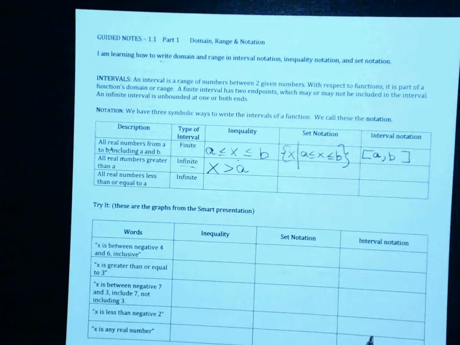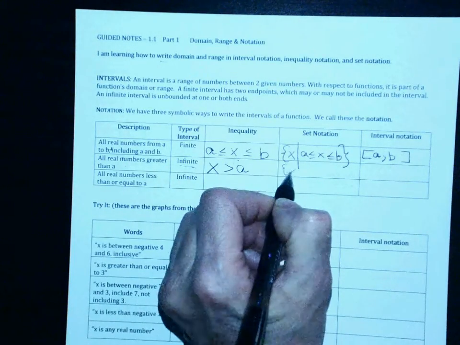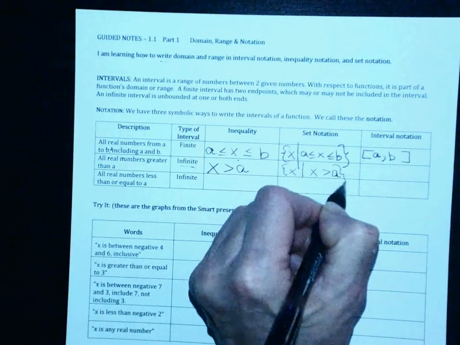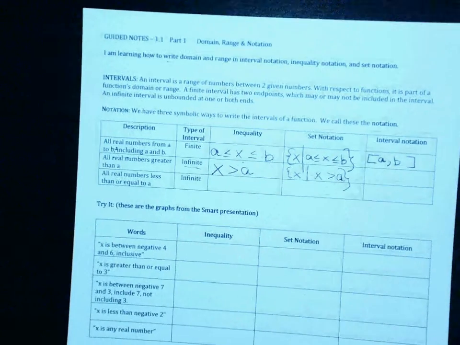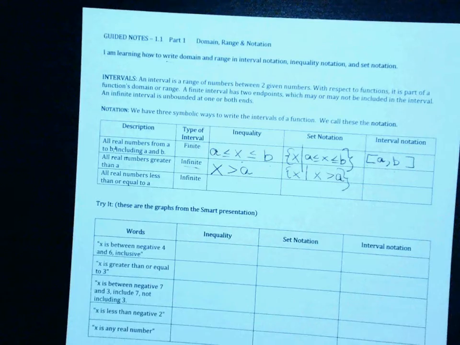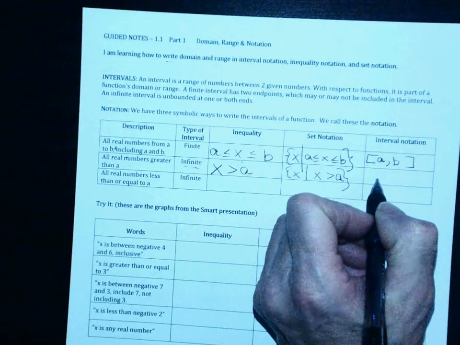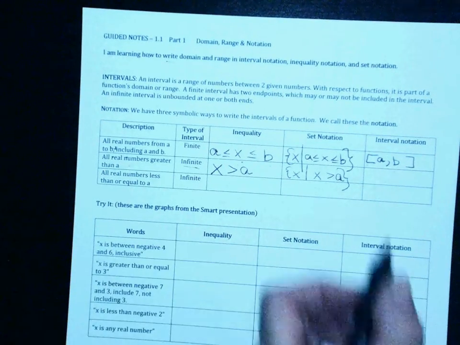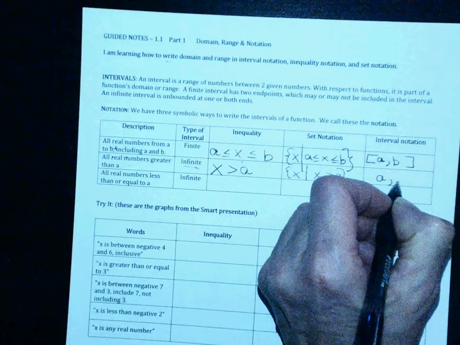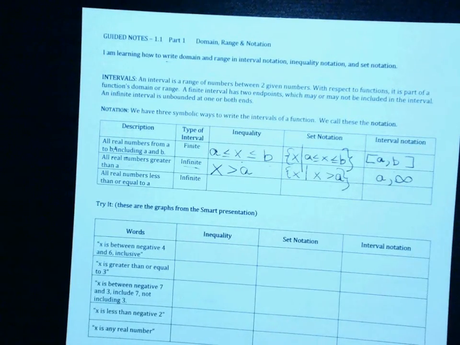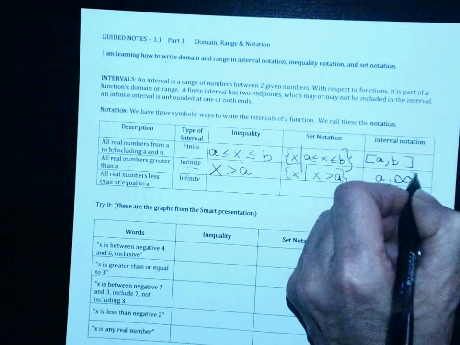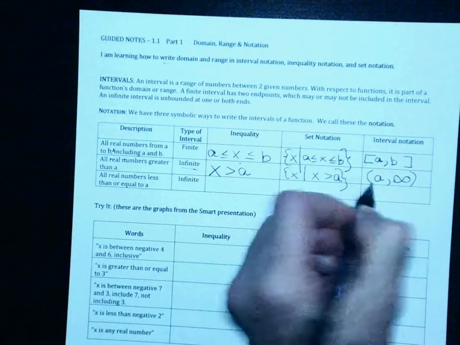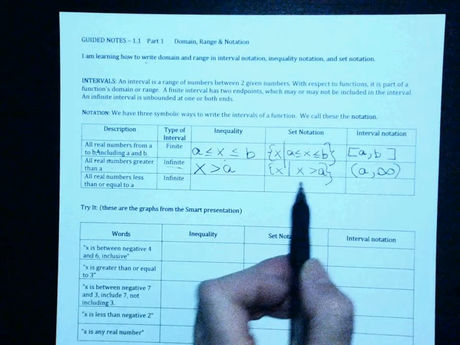In set notation, again we use the brace, all x such that x is greater than A. It didn't say greater than or equal to, that's why we don't have the line underneath. And then for our interval notation, it goes from A to infinity. Everything that's bigger than A is in this interval. So it goes from A, and then it just never stops. It just infinitely keeps going. And anytime you use infinity, it's a parenthesis. And since A is not included, that's also a parenthesis. So interval, set, and inequality.